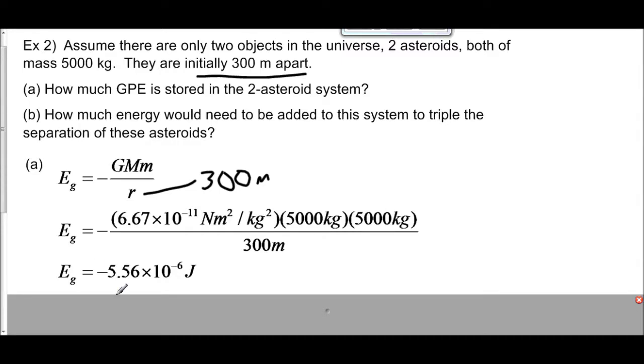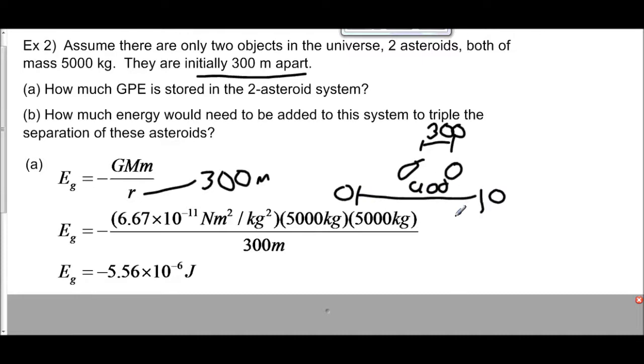All right, so there's the potential energy stored, and now how much energy we need to add to this system to triple the separation of these asteroids. So asteroid 1, asteroid 2, this was 300. Now I want to separate them, say here and here. So this distance is now 900. And I want to know how much energy would I need to add to this system to do this?